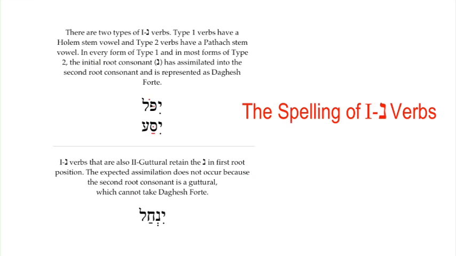Now let's look at your screen once again and look at one more example of a one noon verb. One noon verbs that are also two guttural, we could call that doubly weak. Why? Because there are two weak root letters, so it's doubly weak. So one noon verbs that are also two guttural retain the noon in the first root position. The expected assimilation does not occur because the second root consonant is a guttural, which cannot take a dagesh forte.